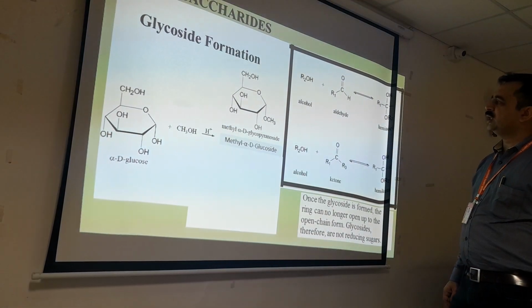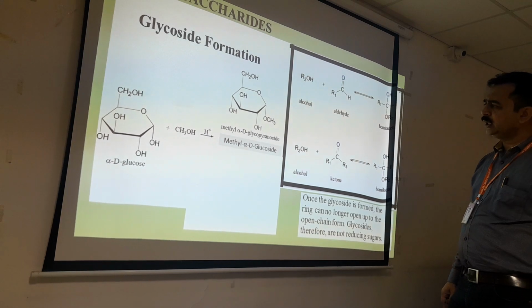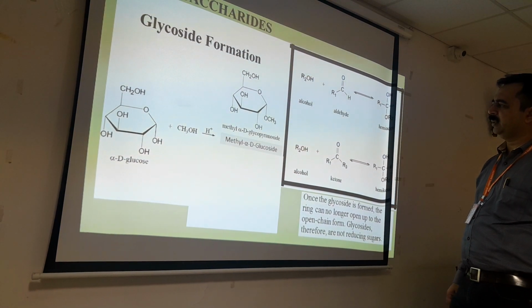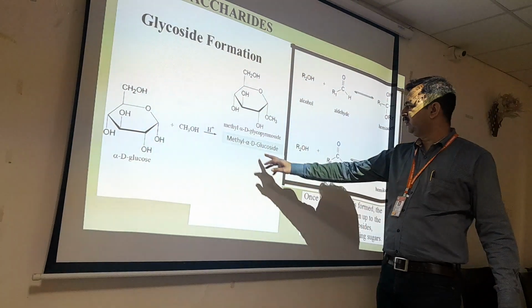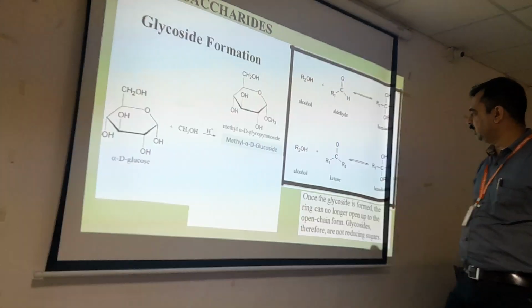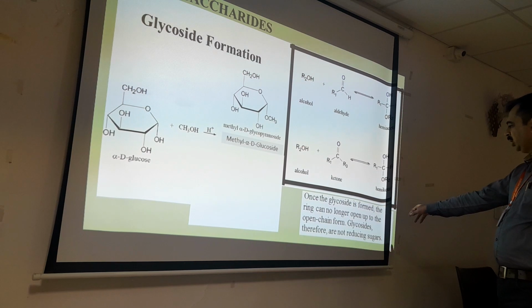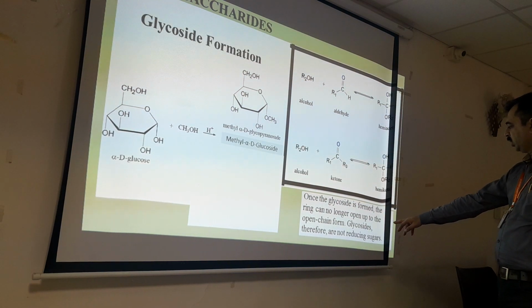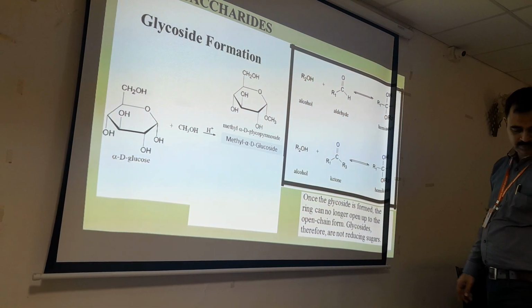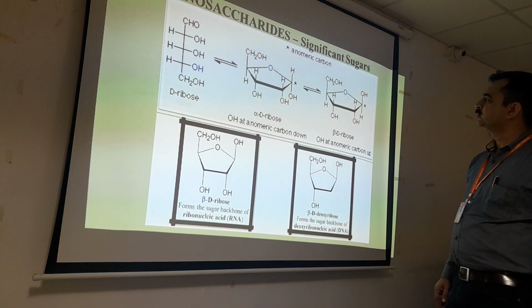See this glycoside formation. D-glucose CH3OH मध्ये जर केला आपण H plus, molecules methyl alpha-D-glucoside development होतात. Once the glucoside is formed, the ring can no longer open onto the open side chain. Glycosides therefore are not reducing sugars. See this.